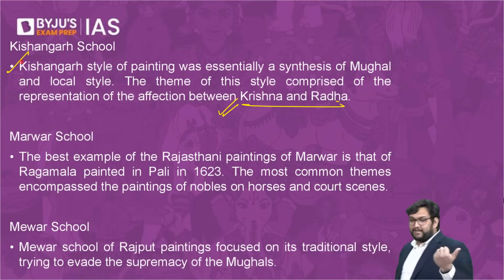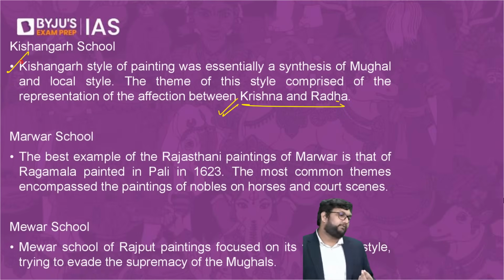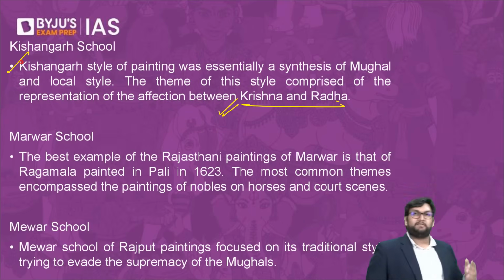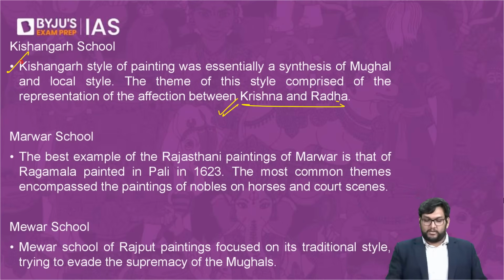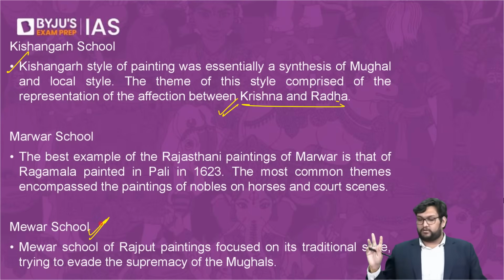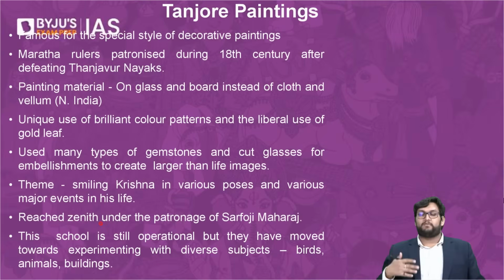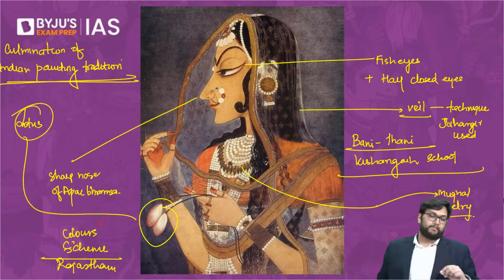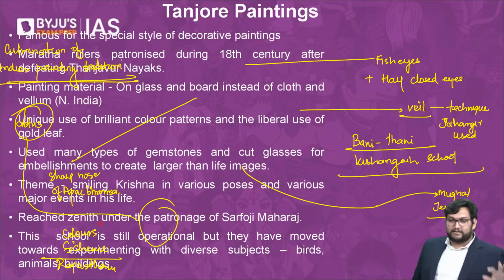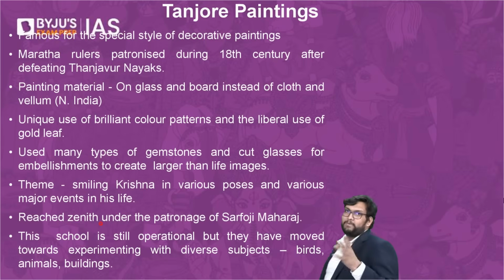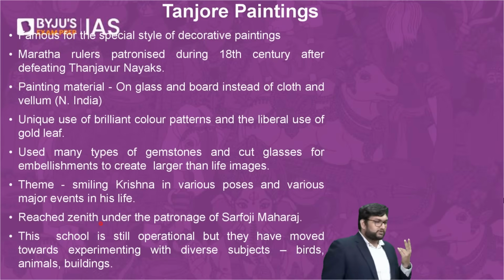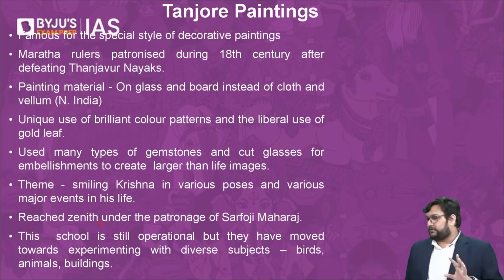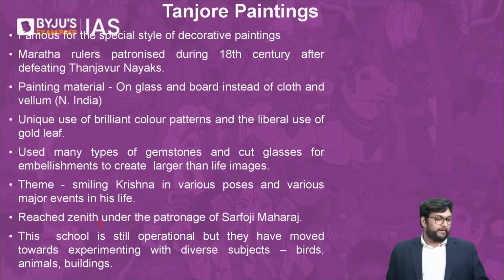Now, Marwar school is an example of the Ragamala painting tradition which is there. We'll discuss this when we discuss the current affairs related to Ragamala. And it is only the Mewar school which had no influence of Mughals because Maharana Pratap always fought and made sure that Mughal influence would not come through. With Bani Thani, our basic discussion of Mughal paintings is done. Now, the last two painting traditions which are left in India are Tanjore painting and Mysore painting.